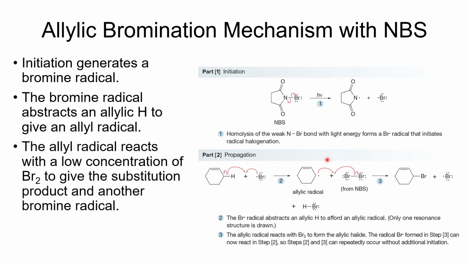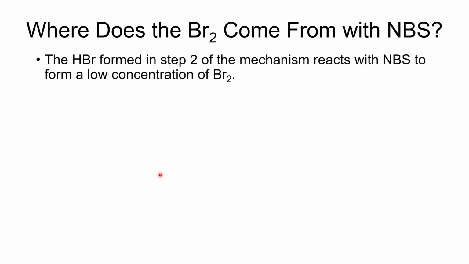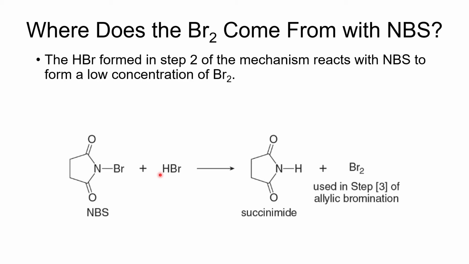All right, so the allylic radical reacts with a very low concentration of bromine. And again, I'll talk about where we can get that low concentration of bromine. It comes from the NBS. We'll talk about that here in a second. All right, so where does that bromine come from? Well, when you have that little bit of acid, the HBr that's formed in step 2, that HBr can react with another molecule of NBS. And when it does, it gives a very low concentration of Br2.